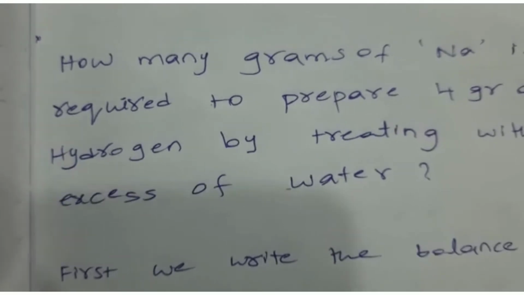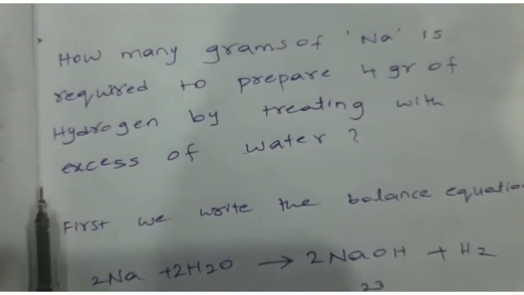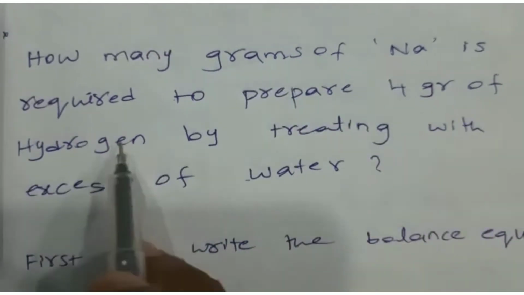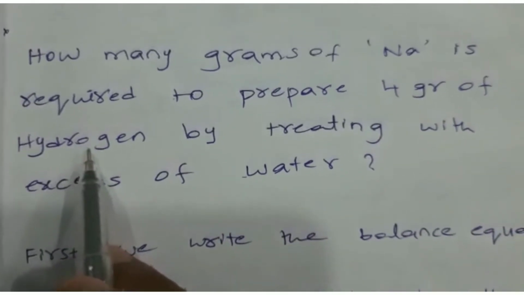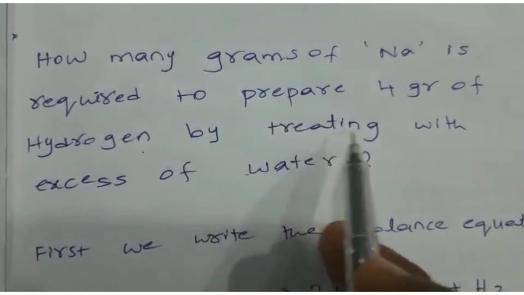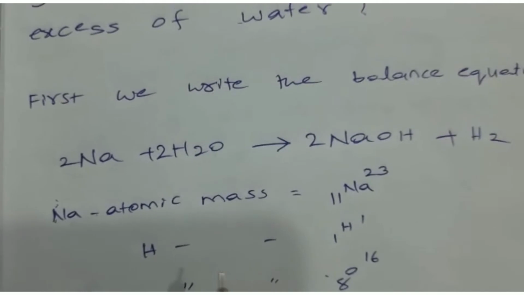What is the question? How many grams of sodium is required to prepare 4 grams of hydrogen? By treating with excess of water. That means reaction with water.